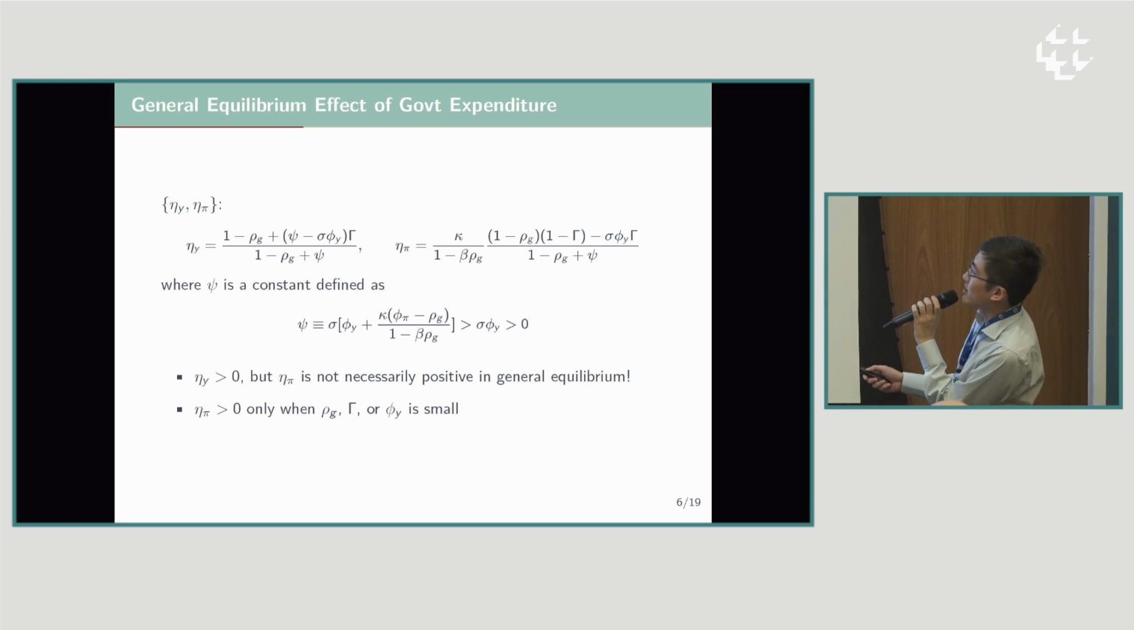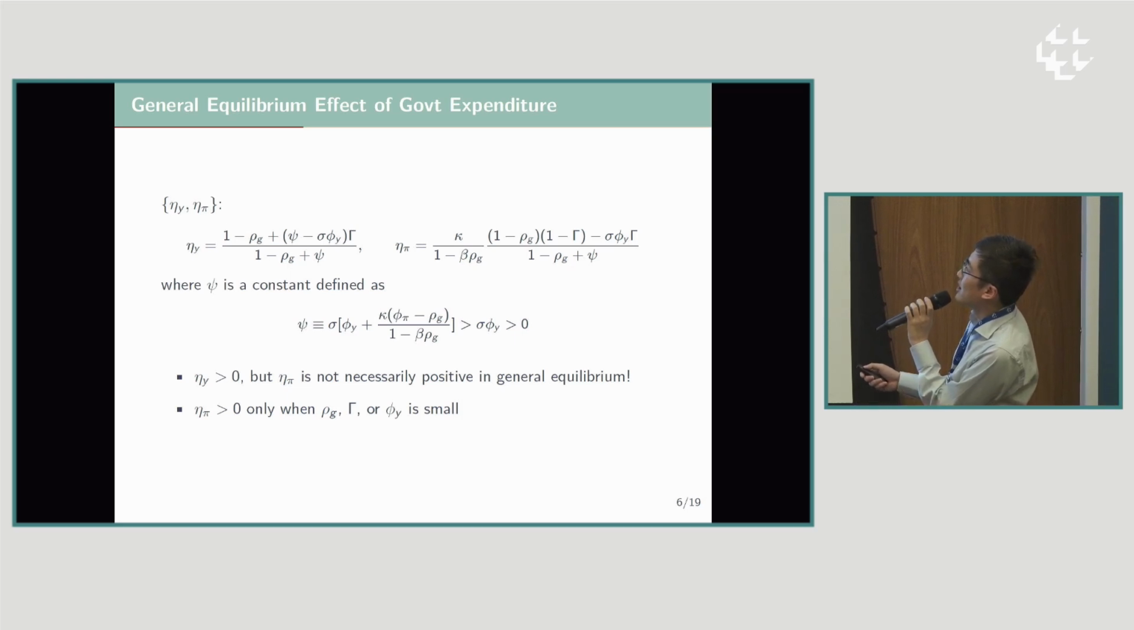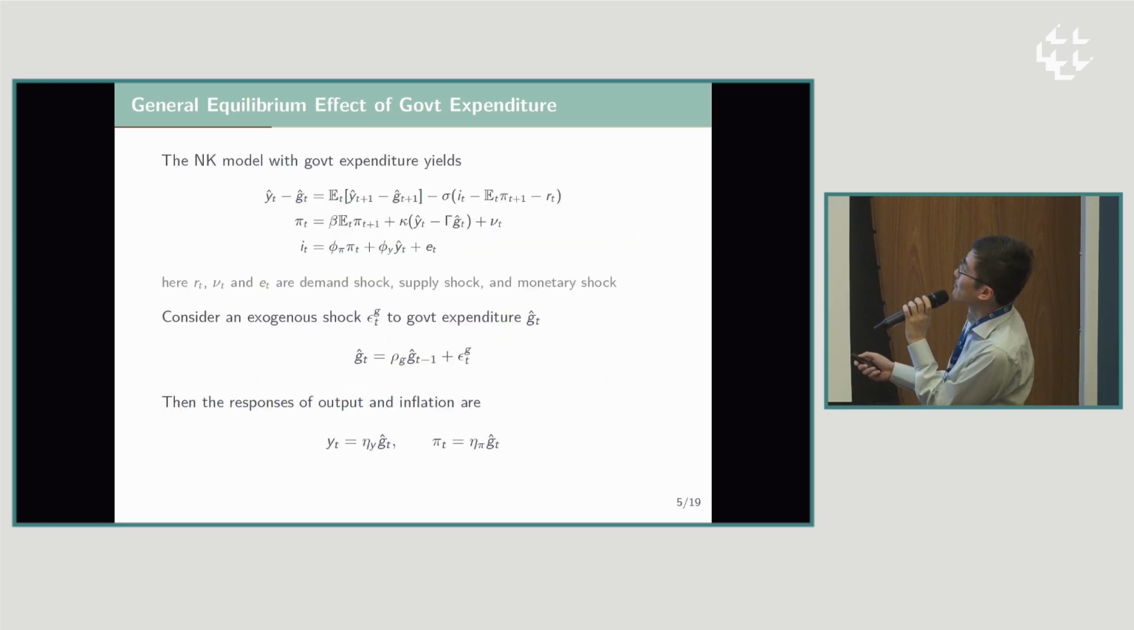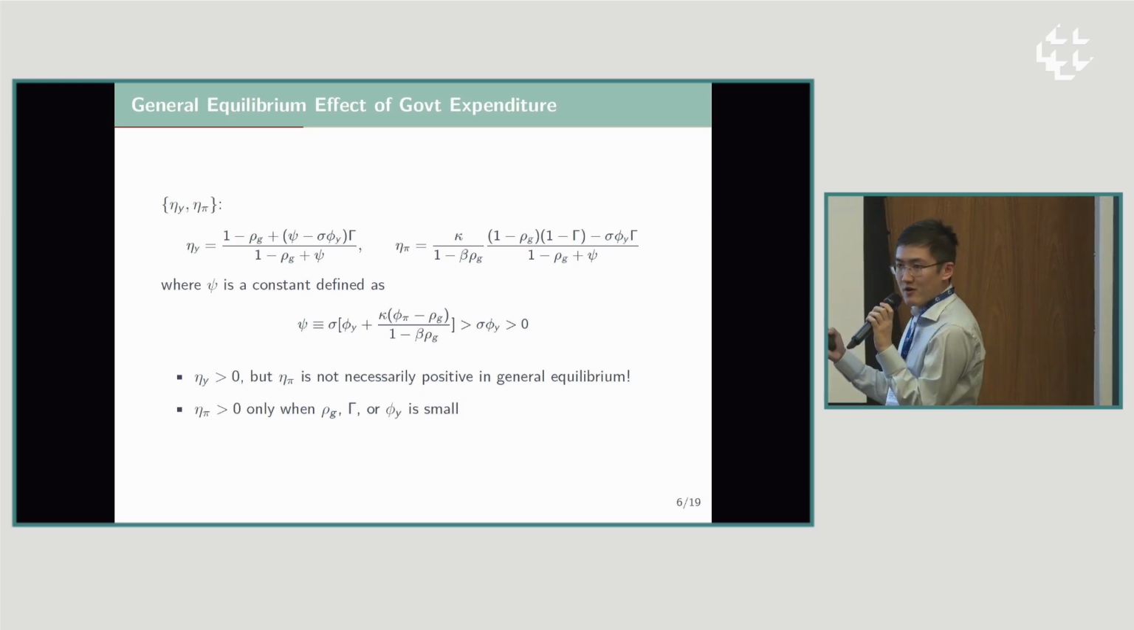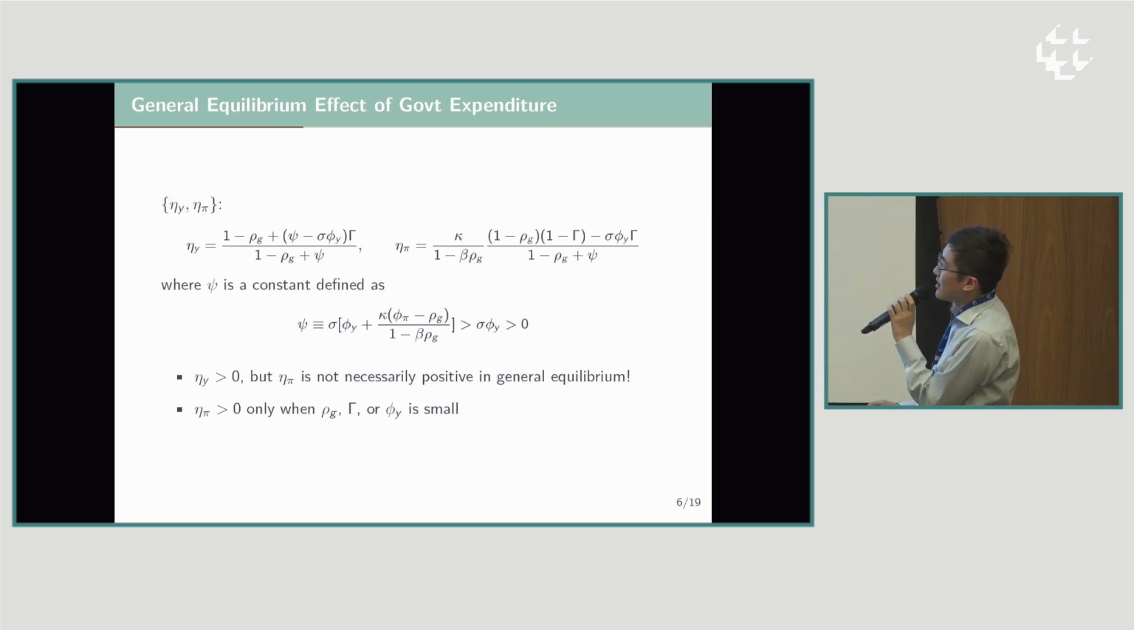Here, rho_G is the persistence of the shock. Psi is a constant which is larger than this parameter, which is the response of the interest rate in the Taylor rule. Remember, phi_y here is how the interest rate responds to the output gap. And capital Gamma is the flexible-price fiscal multiplier. First of all, we can show that in this case eta_y, the output response, is always positive.